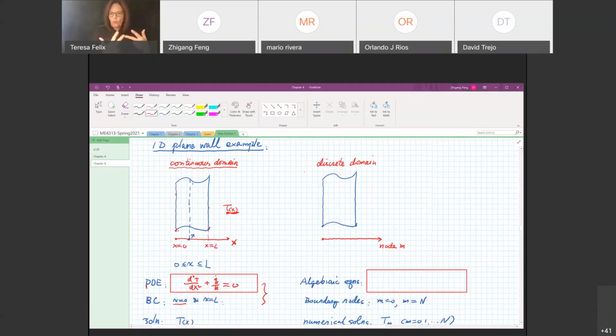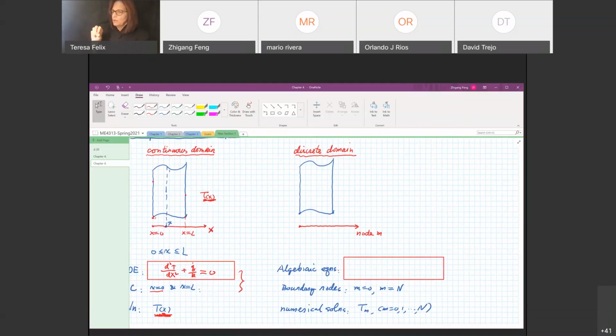Now, to solve the same problem in a discretized domain, what we need to do is decompose the domain into a few nodes. So this is, let's say, x equal to 0. This is x equal to L. And we have to divide it into a few node points. For simplicity, I will just divide it into, let's say, 4 node points. You can put more node points.